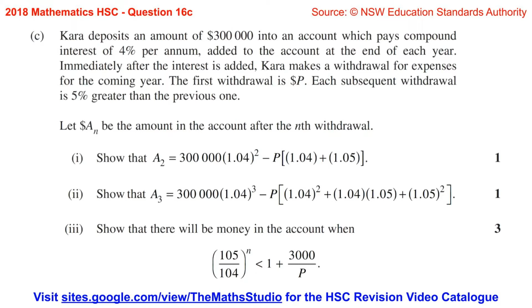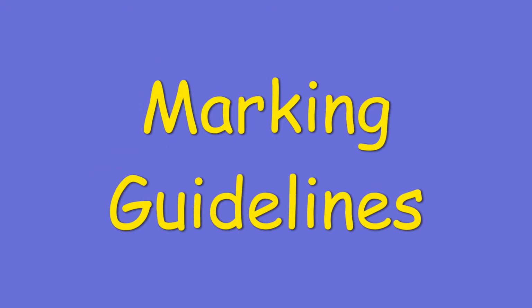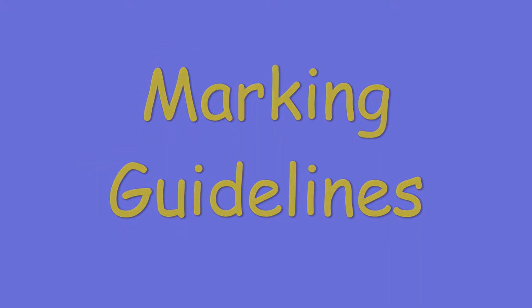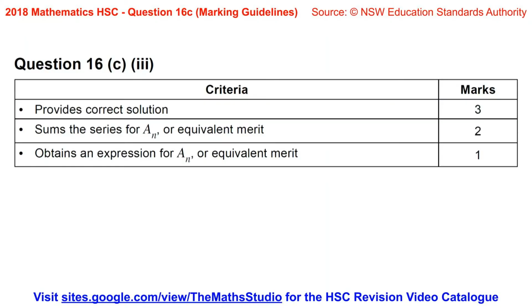Part 3. Show that there will be money in the account when (105 over 104) to the power of n is less than 1 plus 3000 over P. The following are the marking guidelines for question 16c, part 3. For 1 mark, we have obtains an expression for A_n, or equivalent merit. For 2 marks, we have sums the series for A_n, or equivalent merit. And for 3 marks, we have provides correct solution.